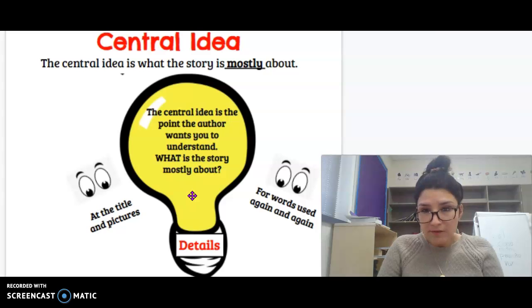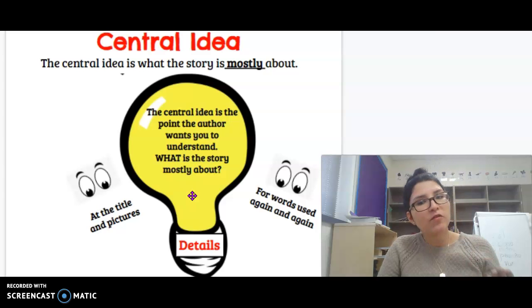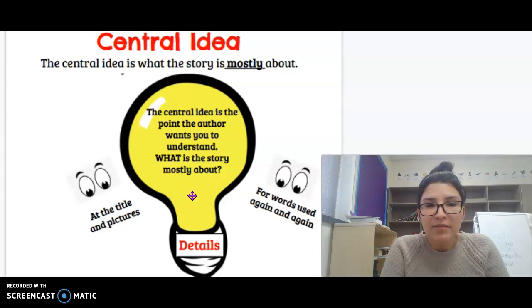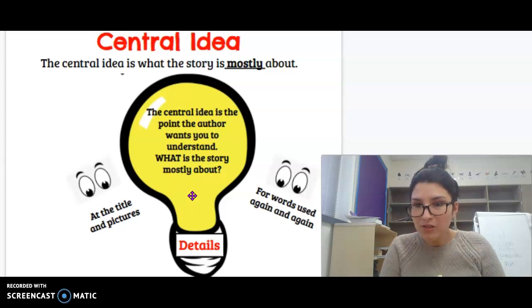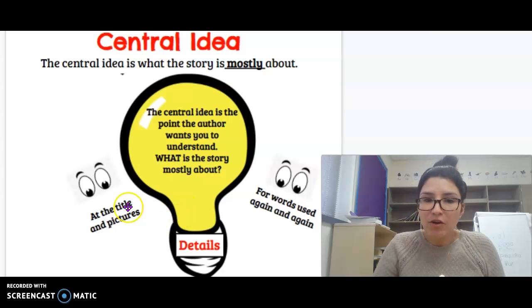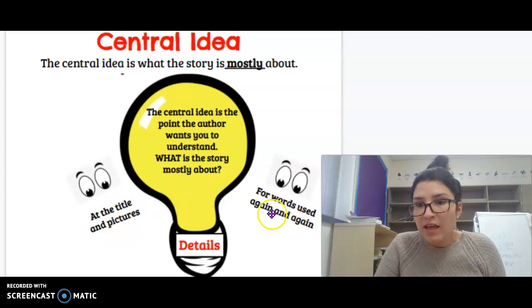Well, most informational books, and I'll give you an example of an informational book in just a moment, have a central idea that the author wants you, the reader, to take away from the text. So, how can you do that? Well, you can use the details in the text to figure out the central idea. So, what we're going to do is I'm going to show you an example, and we're going to look at the title, the pictures, and for words that are said over and over and over again. Okay?